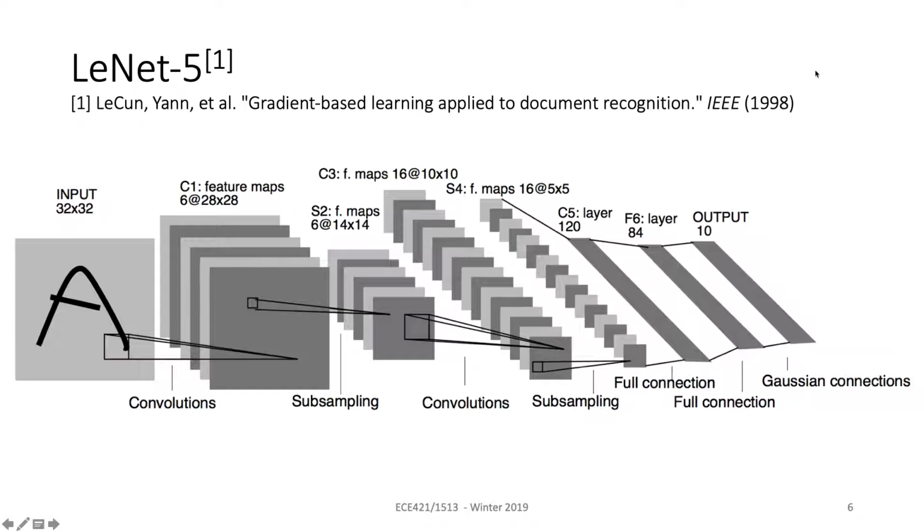All right. So this is one of the early successful models in the late 90s. It's called LeNet-5. The author was Yann LeCun, and that was the fifth generation of LeCun's model. That's why it's called LeNet-5. So in 1998, he was able to classify the MNIST dataset.